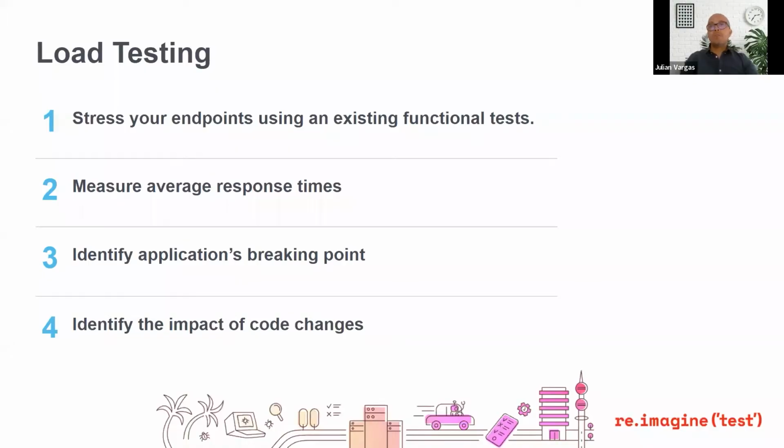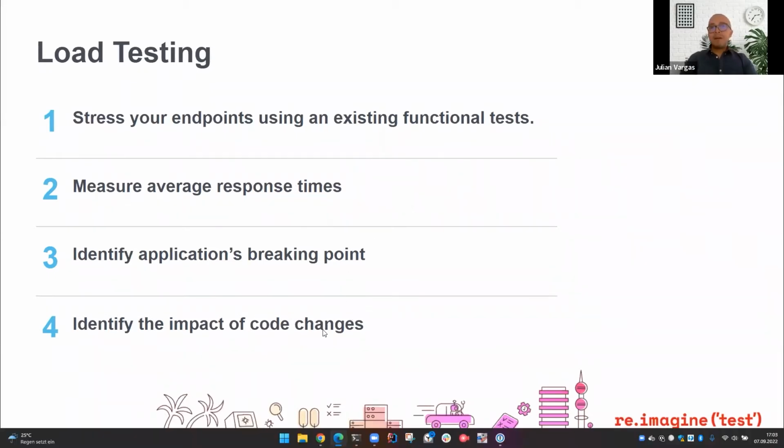Let's talk about load testing and the benefits that we get by implementing it in our organization. One of the benefits is that we can stress our endpoints by using functional tests. We can measure the average response time over or under the very high load of concurrent users consuming a given endpoint. We can identify the application breakpoints, and we can identify the impacts of code changes. And actually, this last one is the one that we are going to be focused on today.